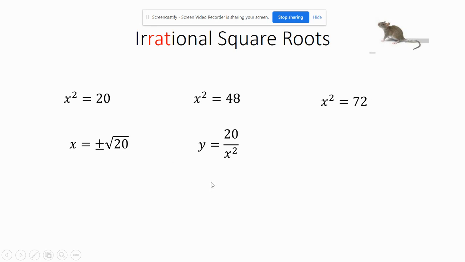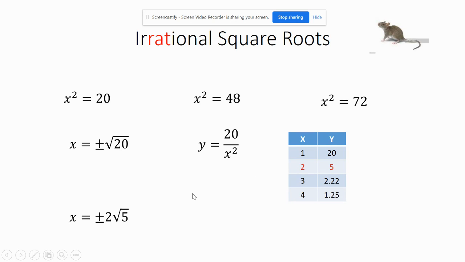I think the easiest way is to go to your calculator and go to your table and do 20 divided by x squared. And we'll see a table here of numbers like 1 and 20, 2 and 5, 3. The last number without decimals. I could put more numbers in, but they're all going to have decimals. The last one without decimals is 2, 5. That means the answer is 2 square roots of 5.